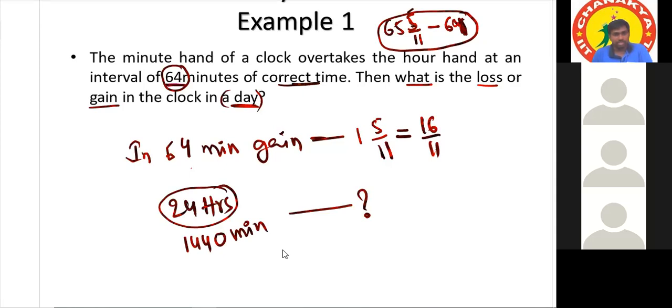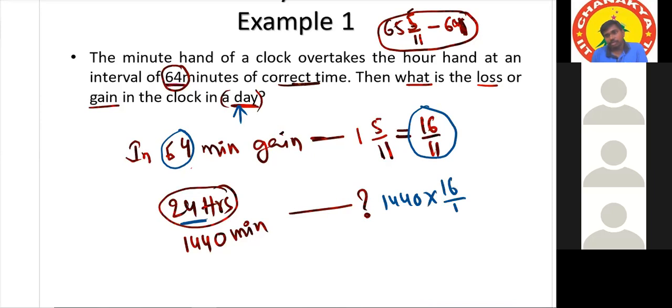No. Here, understand the concept. In 64 minutes, the gain is this one, right? Yes, sir. So I am doing it for 24 hours because he's asking for one day. Okay, sir. 1440, and you can do this calculation directly. 16 by 11 into this number, and this number into this number, cross product.